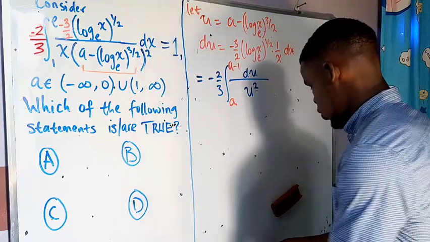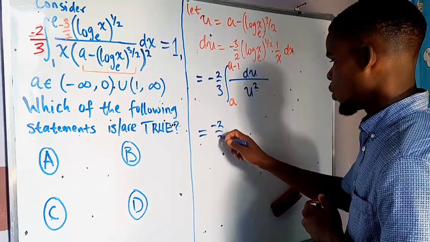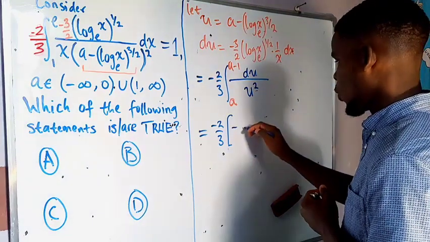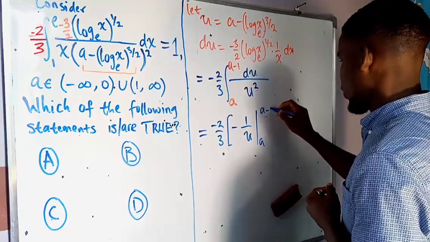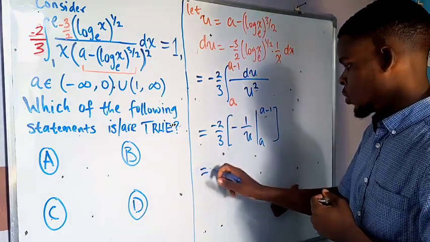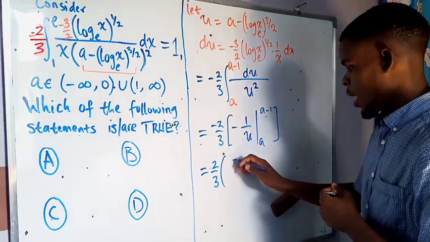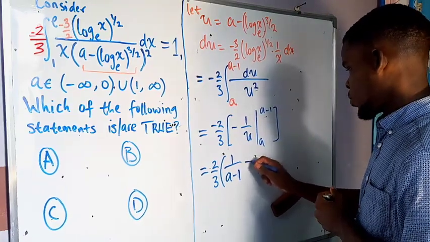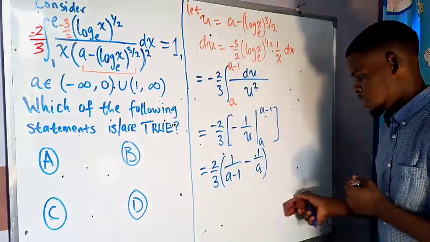Okay, so that's it. We are done with that. So we just need to integrate this and see what we have. This is going to be negative 2/3, and we multiply it by the integral of this, which will just give us negative 1 over u, and then we can take that from a to a minus 1. Maybe I can put this constant out front. So we're going to have 2 over 3 times, when we substitute a minus 1 in place of u, 1 over a minus 1. And then we subtract, when we substitute a in place of u, minus 1 over a. And that's very nice, isn't it?